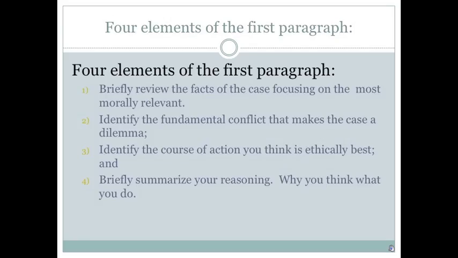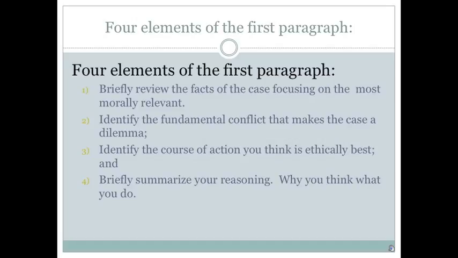The first paragraph of your case study is terribly important and should include 4 elements. First, it should involve a brief review of the facts of the case, focusing particularly on those that are most morally relevant. You should then identify the conflict that makes the case a moral dilemma, identifying the principles that are in conflict with one another.